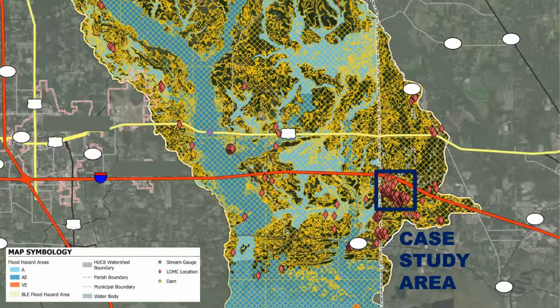On this map, the white outline shows the boundaries of the watershed for which BLE data has been produced. The red diamonds show locations of letters of map change, or LOMCs. We know from conversations with the community that this unincorporated area in the blue square is one where there has been significant new development in the past 10 to 15 years, and where additional new development is planned. This area has experienced significant flooding and heavy rainstorm events in recent years.